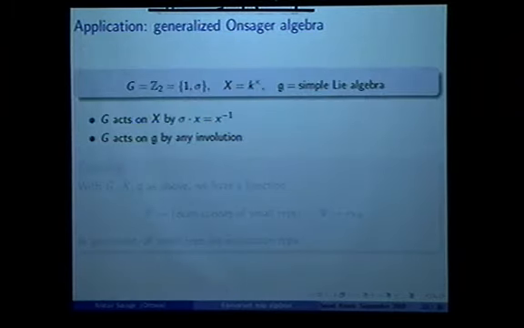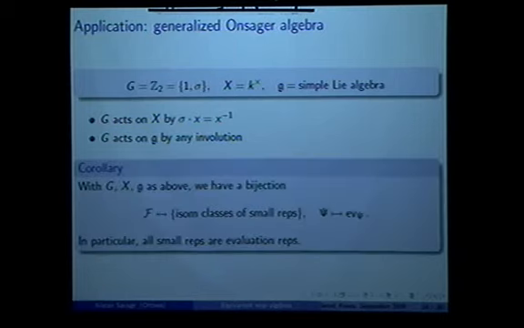So what about this generalized Onsager algebra? Here our group, remember, was Z2. Our variety was K star, and G was a simple Lie algebra. The group acted on the variety by taking X to X inverse, and we could act on our Lie algebra G by any involution we wanted. So it turns out that in this case, again, all the small representations are evaluation representations.